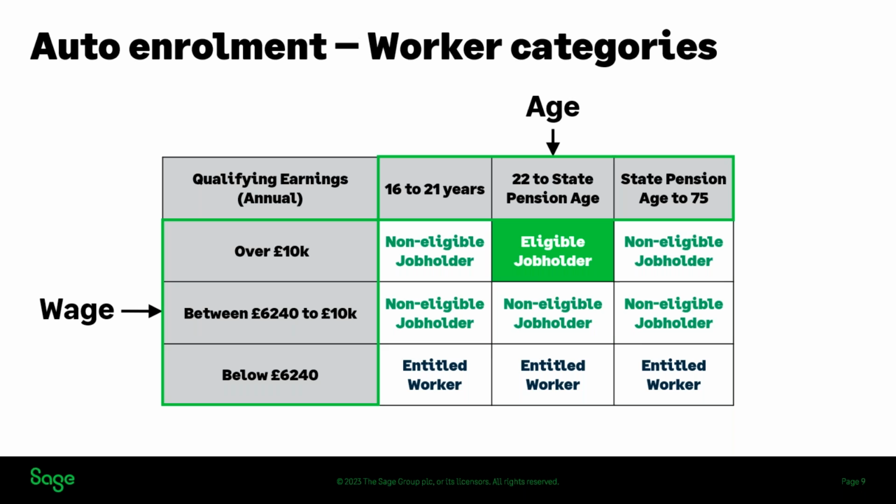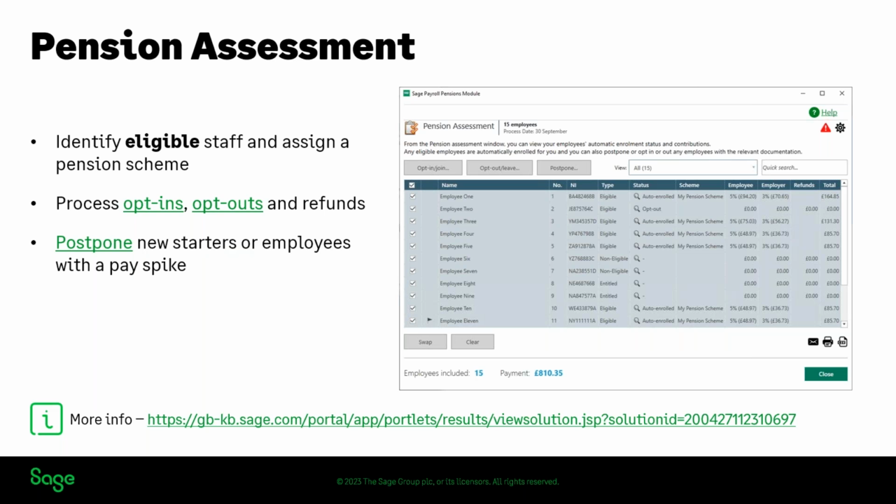Now, that's just for information. You don't necessarily need to do that yourself if you have our pensions module, as the pension assessment option is designed to identify all eligible staff and to ensure that they have been assigned a qualifying pension scheme if they haven't previously opted out or left a qualifying scheme. So this becomes part of your payroll process, the pension assessment, and it can also be used to help you process opt-in requests where employees ask to join the pension, opt-out requests where an employee is leaving, and if they do that within a month of being enrolled, you also need to process a refund for them.